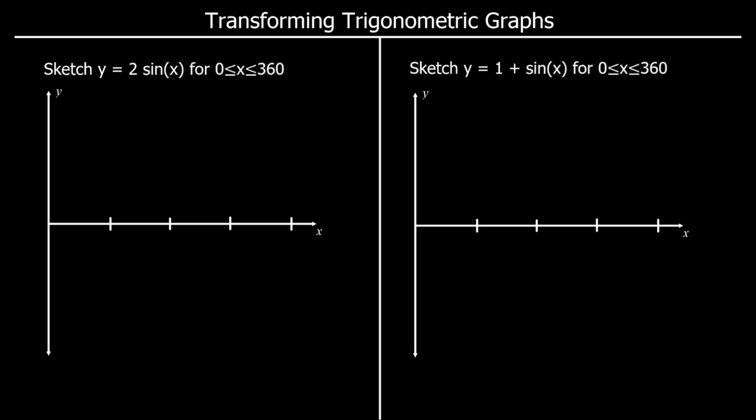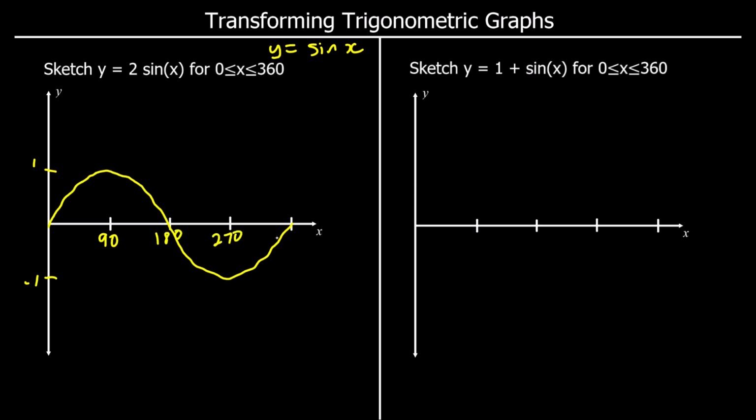Now we're going to be transforming trigonometric graphs. So the first question: sketch y equals 2 sine x for 0 to 360 degrees. Our original graph, y equals sine x, goes between 1 and negative 1. It starts at 0, at 90 it's 1, 180 it's 0, 270 it's negative 1, and back to 360, 0.